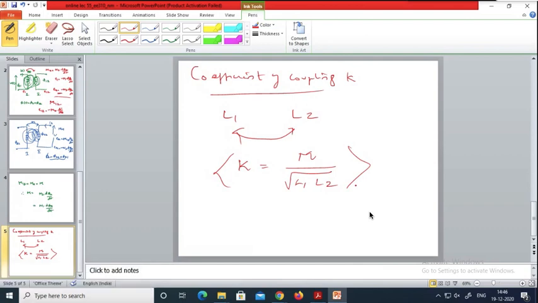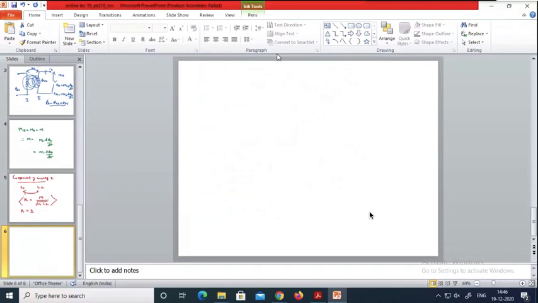I don't want to go through the derivation because you have already studied it in your fundamentals of electrical engineering course. So K is going to be M divided by square root of L1 L2. The maximum value of K is 1. When K is unity, the coupled coils are said to be tightly coupled or perfectly coupled. When K is very small, you can say that they are loosely coupled. So this is how we can understand the coefficient of coupling.